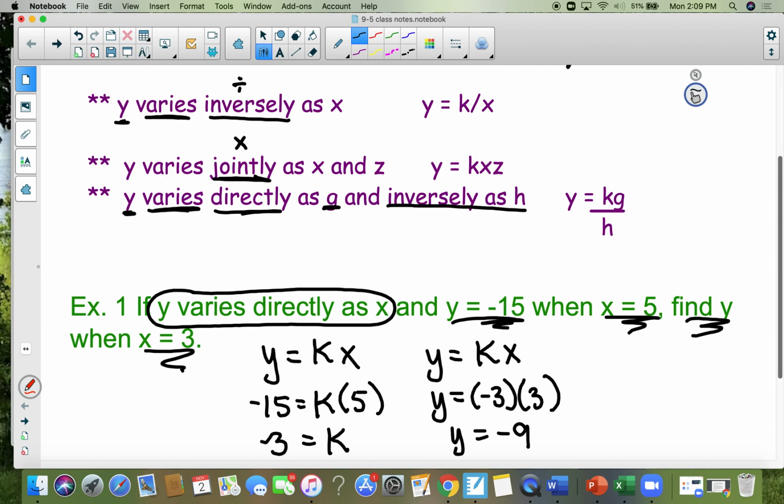So basically, you're going to write the equation twice. In the first equation, you find the k. And in the second equation, you find the other variable that you're looking for. So let's do some more examples.